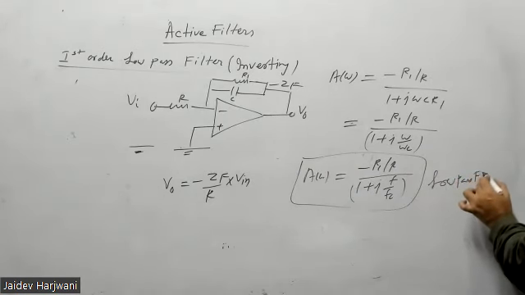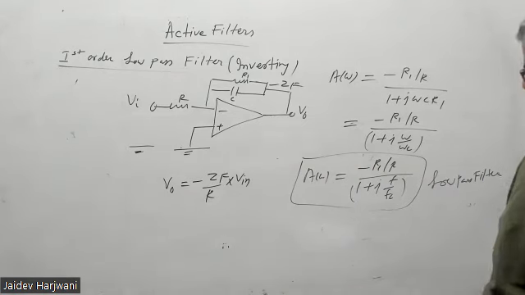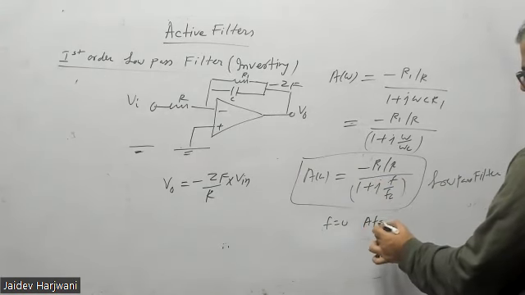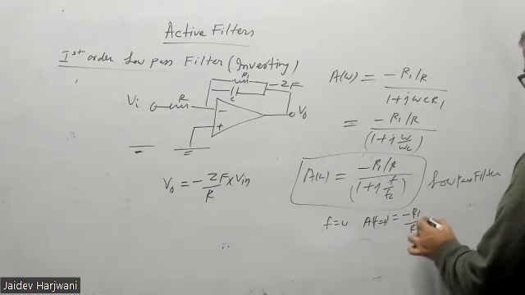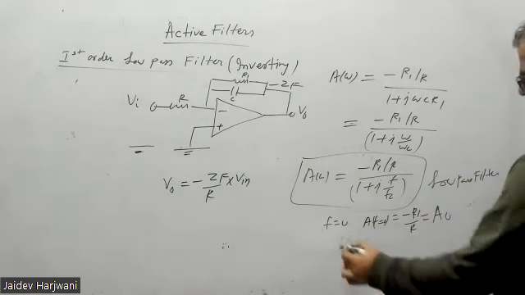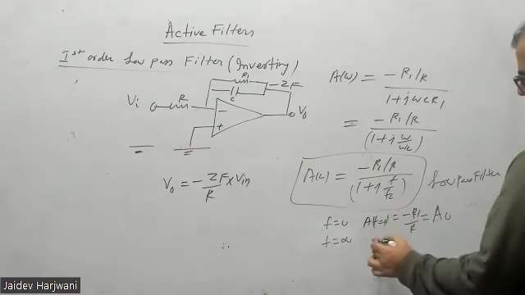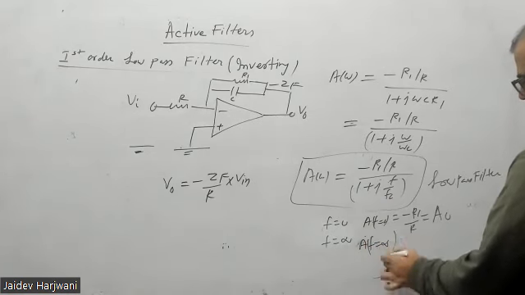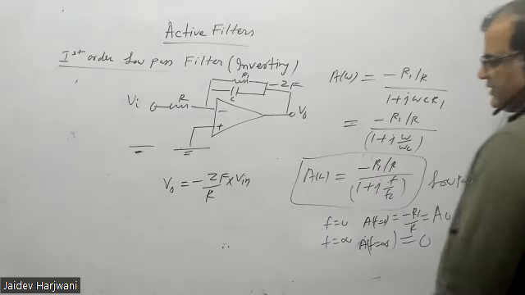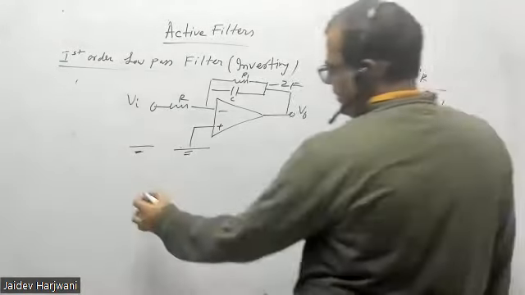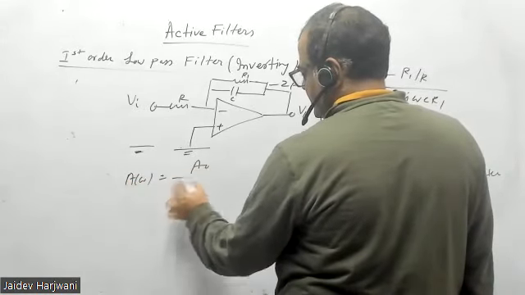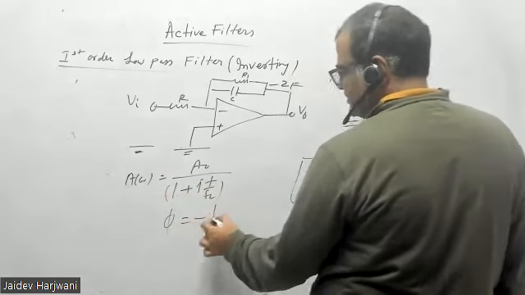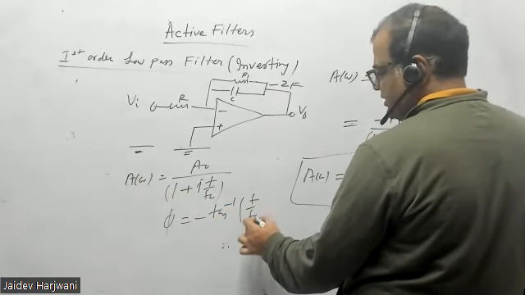At f equal to 0, you are getting minus R1 by R, which I call A0, and at f equal to infinity, you are getting gain 0. So this is again A0 upon 1 plus j f upon fc, and the phase will again come as tan inverse f upon fc.